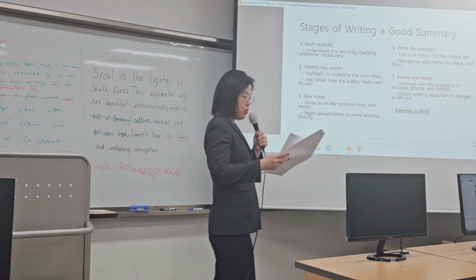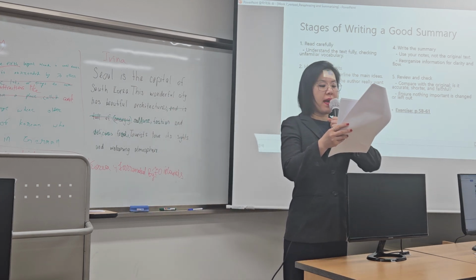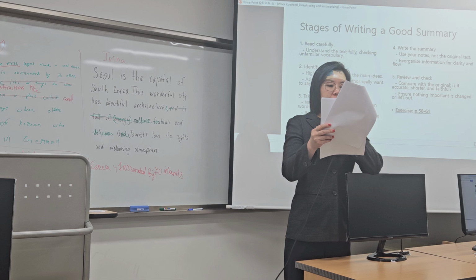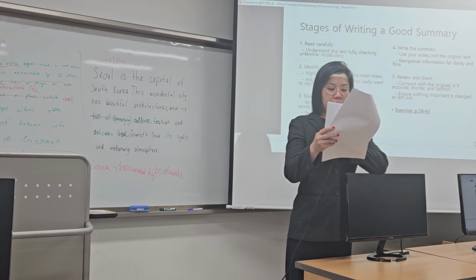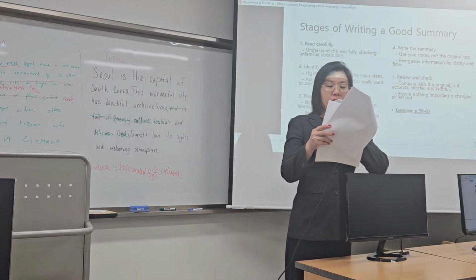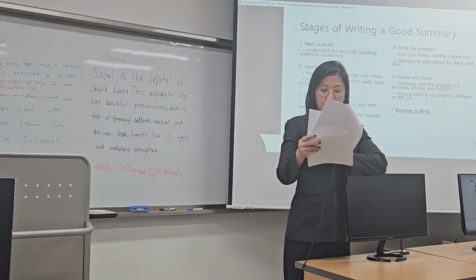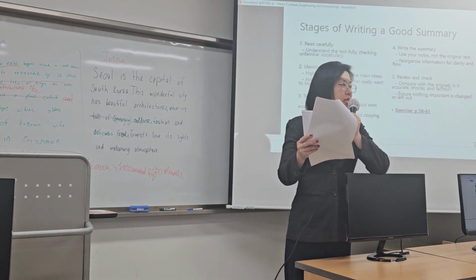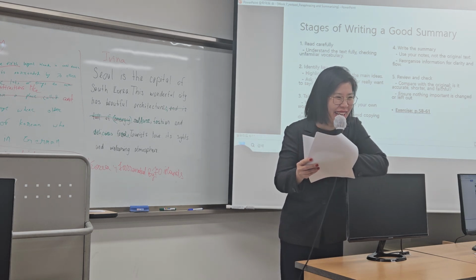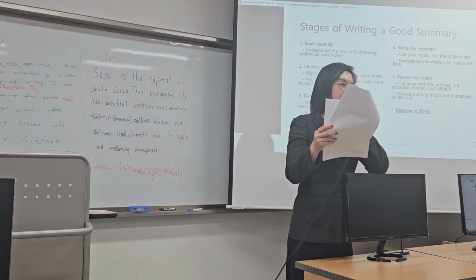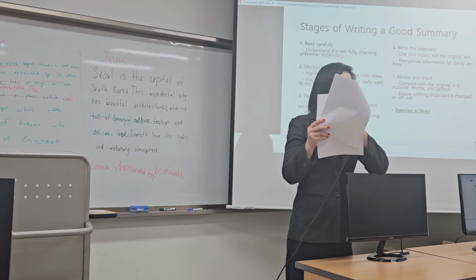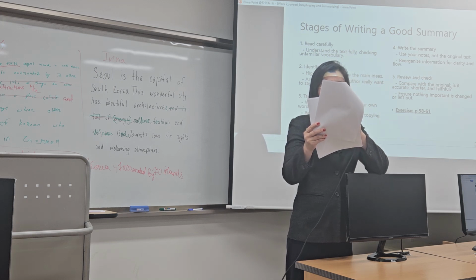Okie dokie. So Joy, what do you think is the best summary? Number C is the first for me. Number A is the second. Number B is the third. Okay, who has a different opinion? CBA? BCA? The textbook says the best one is C. The second best one is B. The worst one is A.